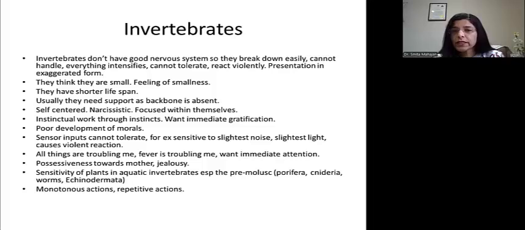And they express that they want immediate gratification because they're impulsive. Their instinctual work is through instincts. So they want immediate gratification: whenever they get a thought, they have to act on it. They think of a thought, okay, now I want to do this. In the next moment, they might want to do something else, and immediately it has to be done. So it is like immediate gratification.